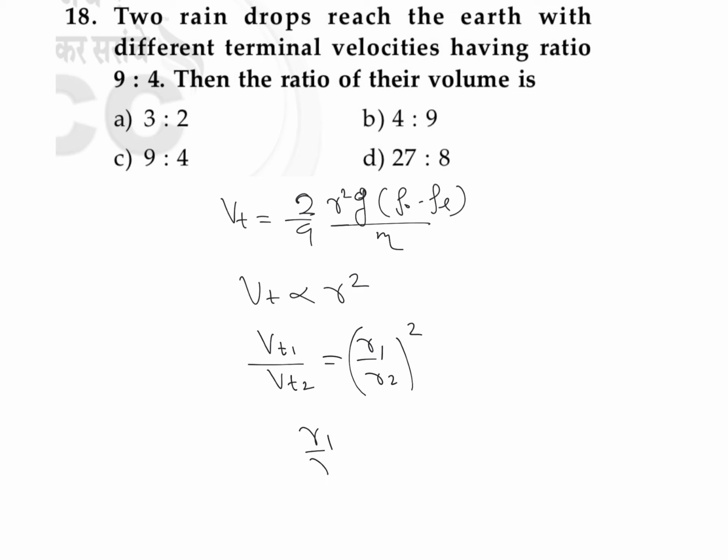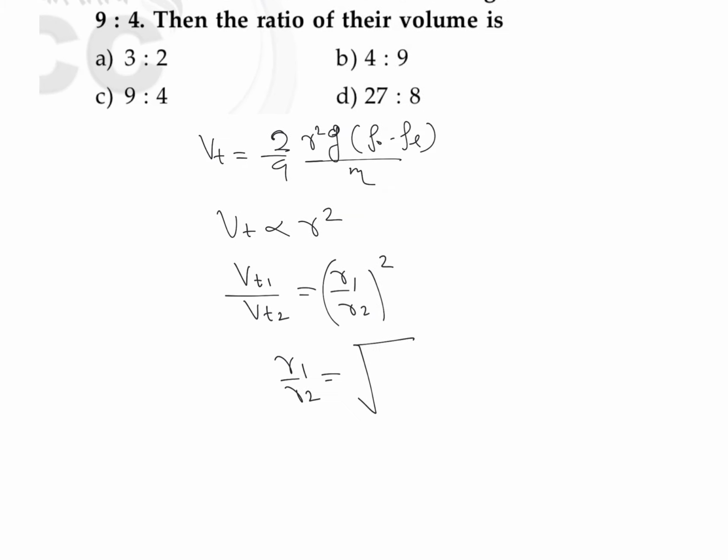Or you can write the value of r1 by r2 is equal to under root of this terminal velocity ratio, which is 9 divided by 4. So we can write this as 3 divided by 2.